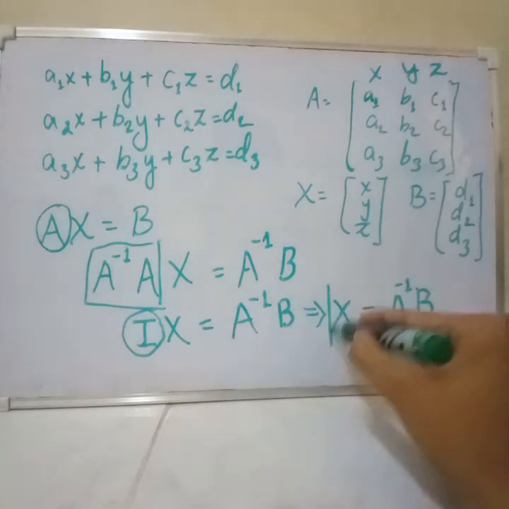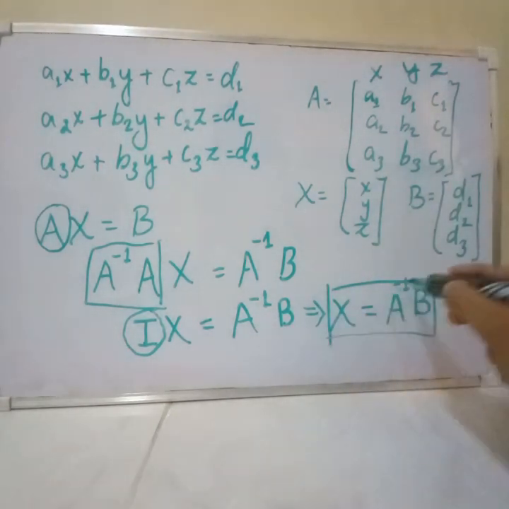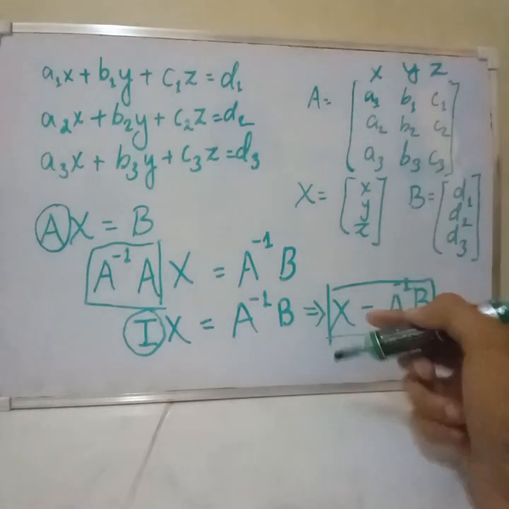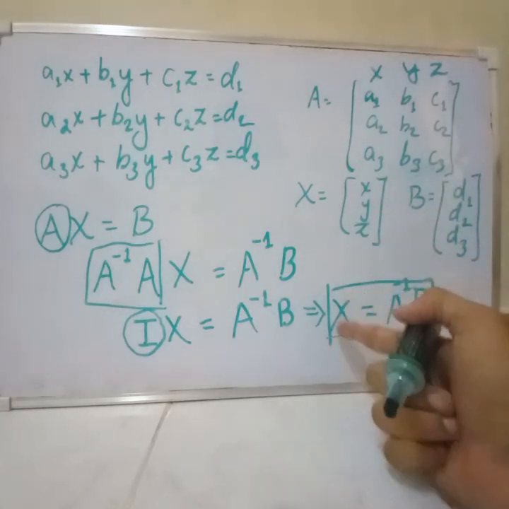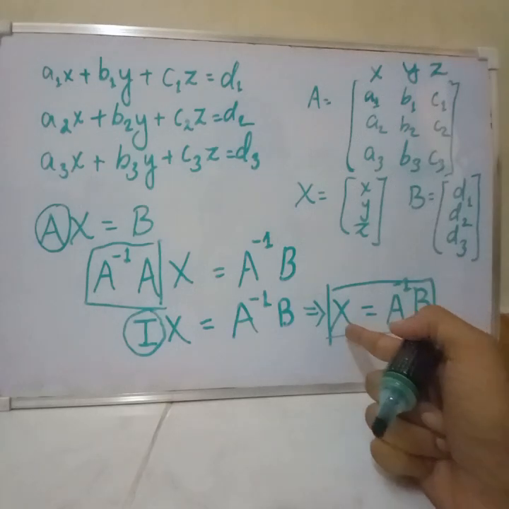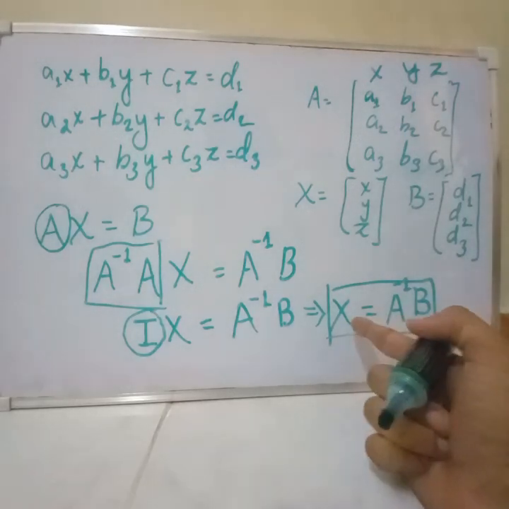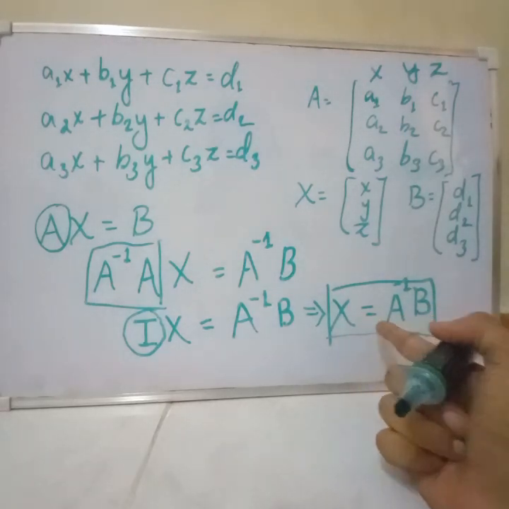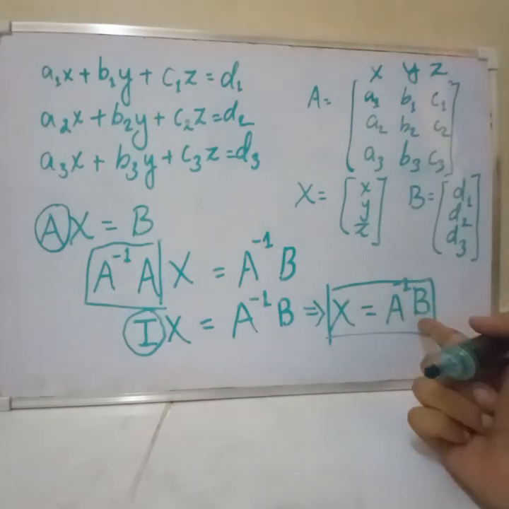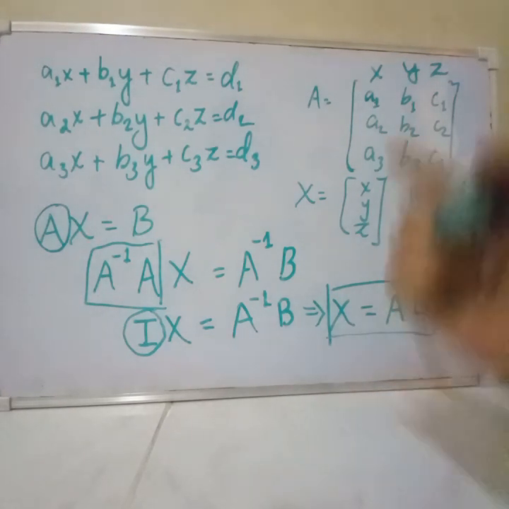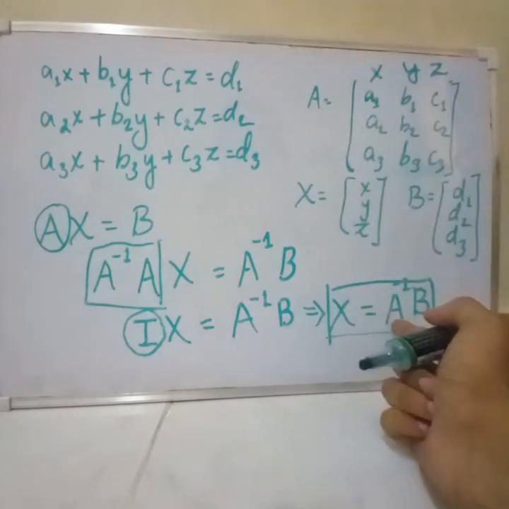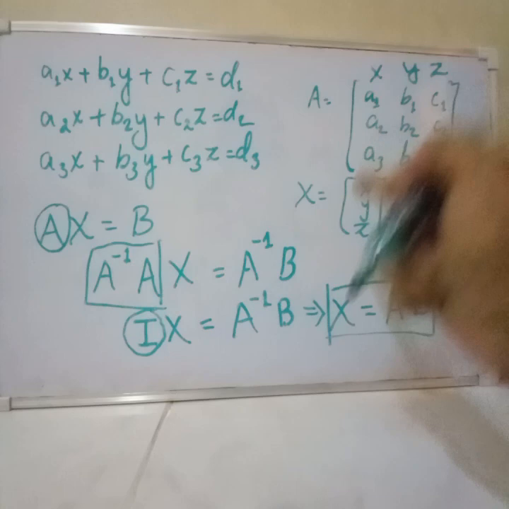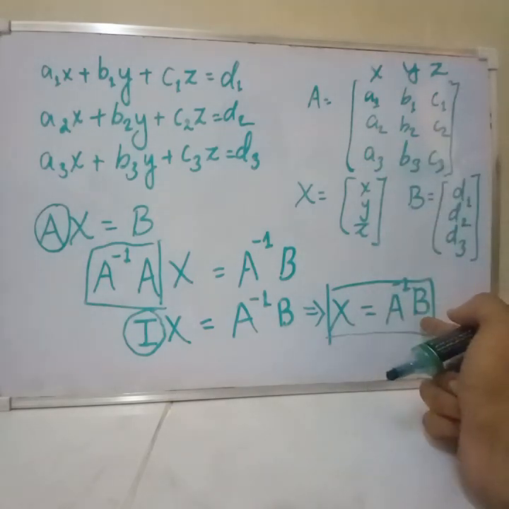So this is the required method of solving for the X matrix. We need the variables x, y and z, which are present in the X matrix. To solve this, we have to use this equation: X is equal to A inverse B. So if you are given any equation, first you have to find A. From A you have to find A inverse, and then multiply this A inverse with B to get the answer for X.